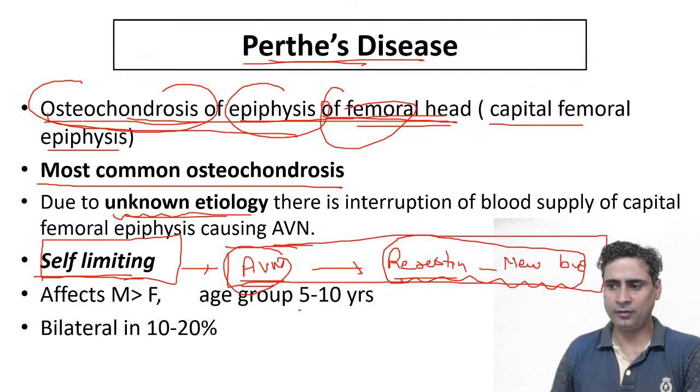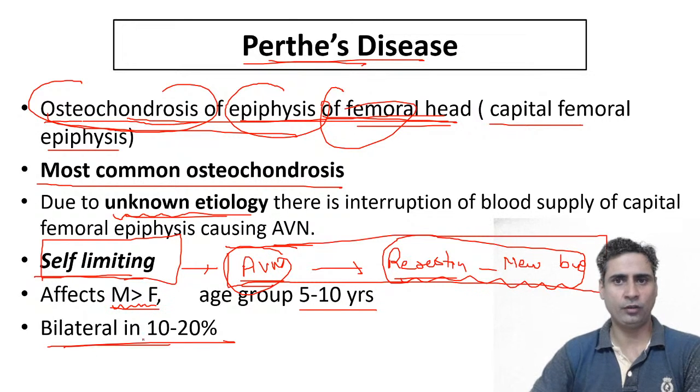The usual age group is 5 to 10 years, affecting males more than females. It is bilateral in 10 to 20% of patients.